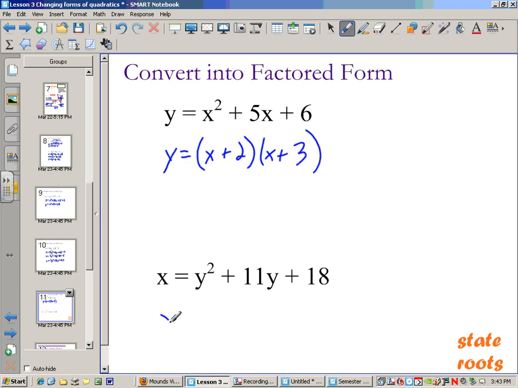And down here, x, what two numbers multiply to 18 and add up to 11? That would be 9 and 2.